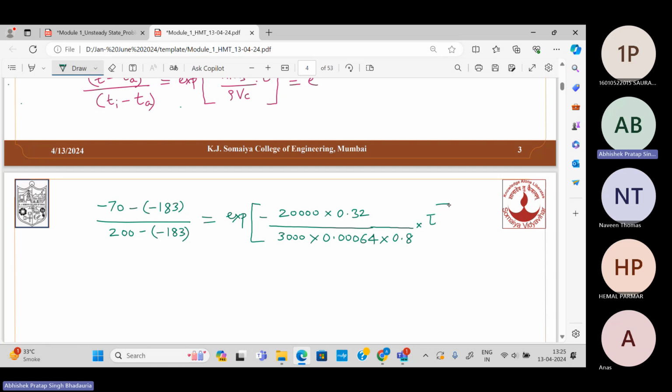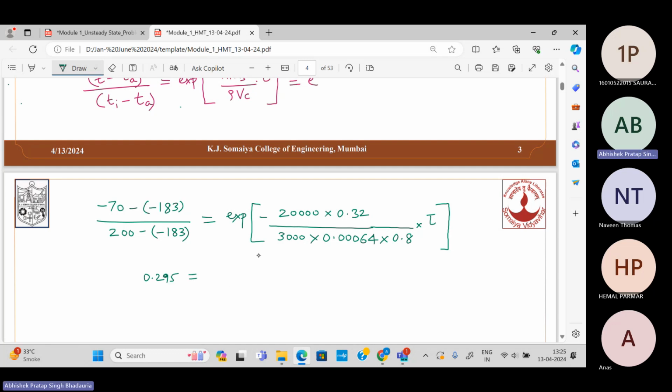That's it. And tau is what? The time that we have to calculate. Just calculate this equation. So we have one equation and only one unknown, that is tau, that is nothing but the time. So here just make this calculation. So you will get it is 0.295.